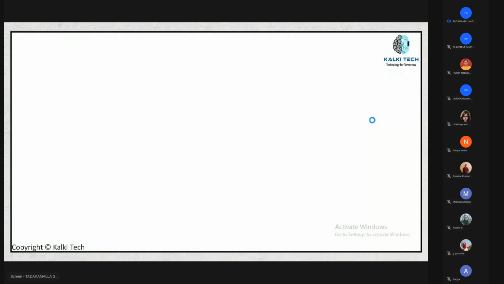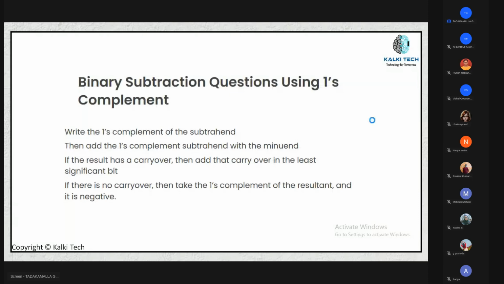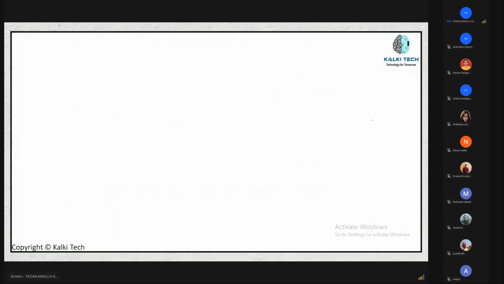Okay, so that was the advantage of using two's complement in the representation of negative numbers in hardware. Now let us see some applications, like how we are going to use one's complement. Let's say we have a particular number, 3 minus 2. We should perform this subtraction using one's complement. How can we subtract this?